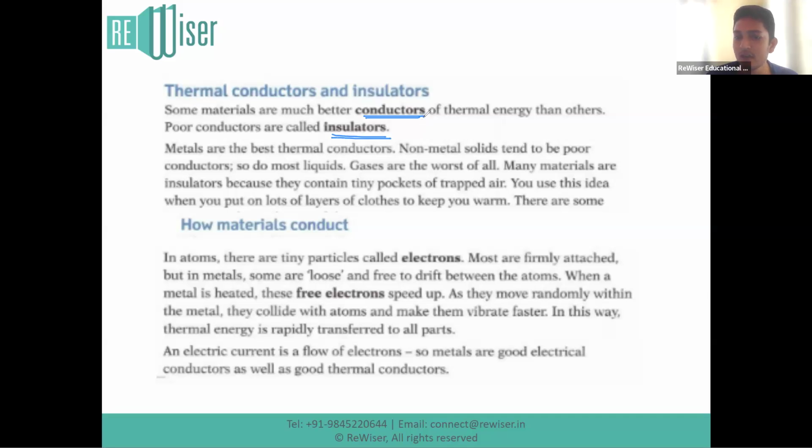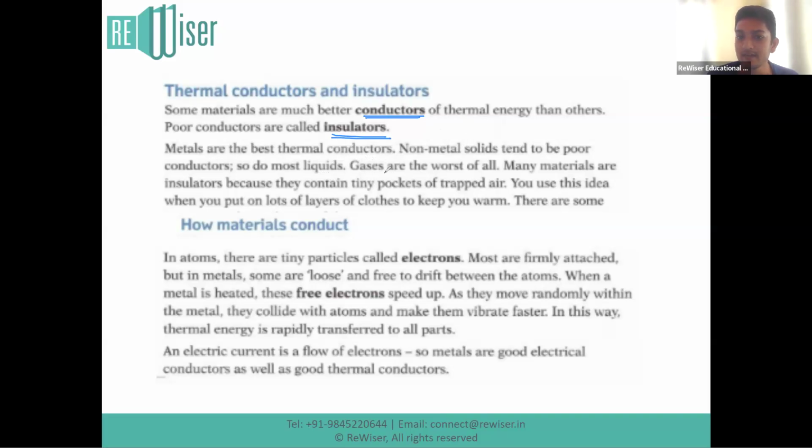Most metals, in fact all metals, are examples of conductors, whereas plastic is one common example of an insulator. Wool is also an example of an insulator. So as explained, metals are good thermal conductors. Non-metals are mostly poor conductors, and liquids also fall into that category.